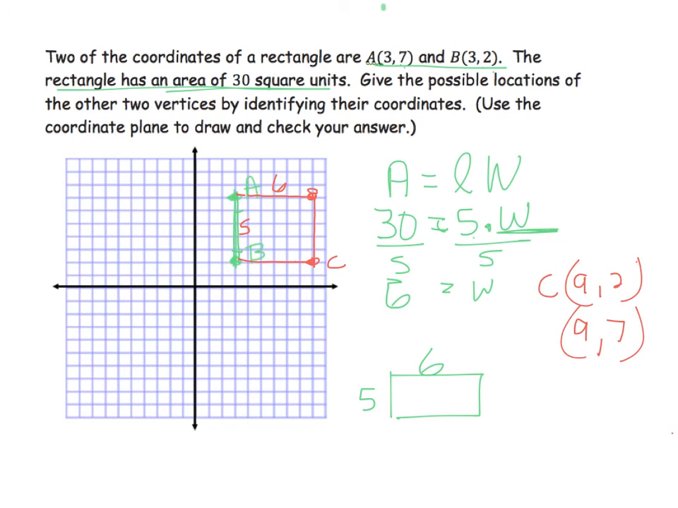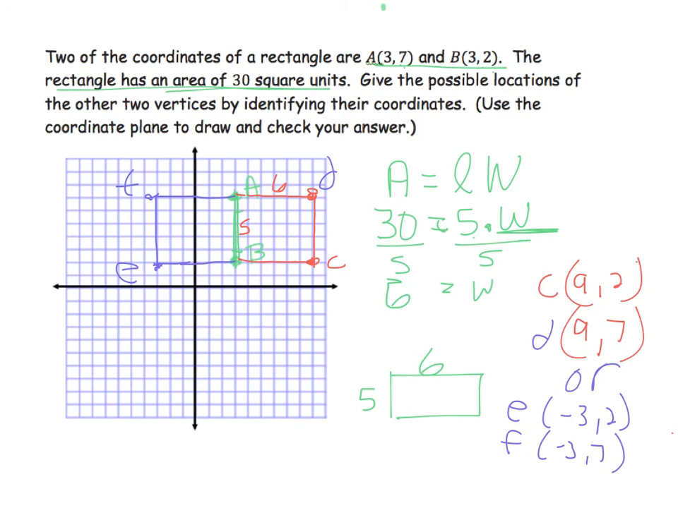Or we could have made it go the other way. We could have had the rectangle going this way. So that's 3 and another 3, 3 and another 3. And then we could have named these points. I'm going to say this one was C, D, E, F. So we could have had those first two, or E was negative 3, 2. F is negative 3, 7.